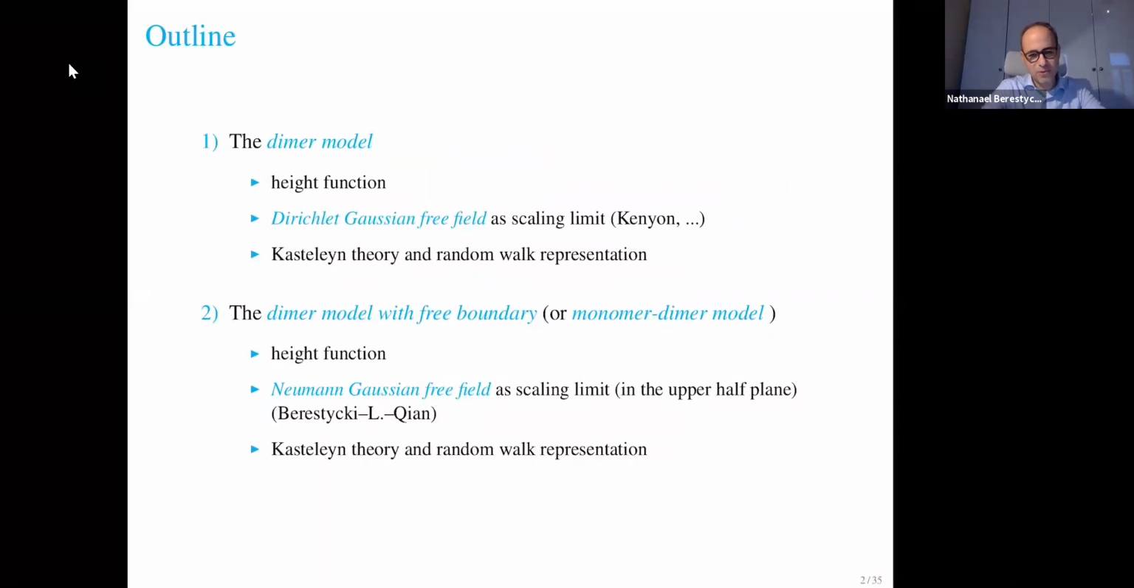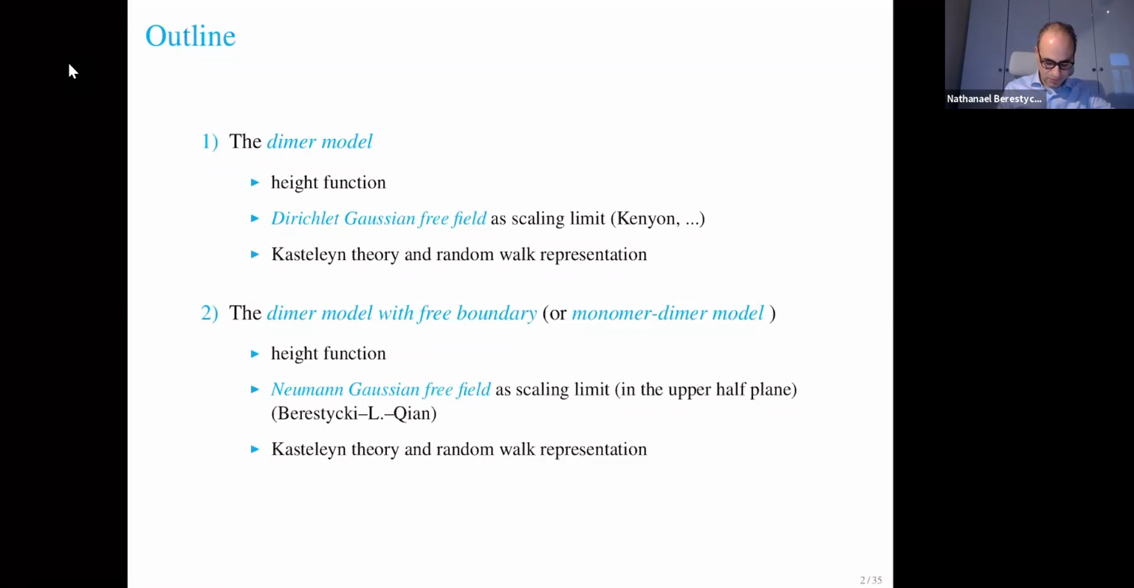So here's the plan for the talk. It's, I think, a bit unusual because I will spend more than half of the talk talking about classical stuff that is not our results, but I think is going to be interesting, hopefully, to many people, and is, I think, very beautiful. And then in the second half of the talk, I will tell you about what we have done, which is a particular case of the Dimer model where we change boundary conditions. I'll explain that.